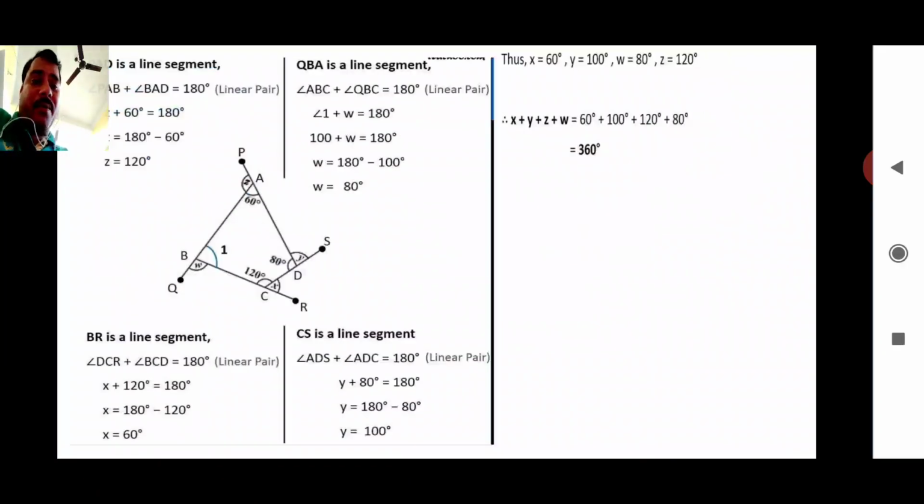Then find the value of angle x, 60. I already discussed it. 120 plus x equal to 180, linear pair. So x will be 60, y will be 100, w equal to 80 degrees, and z equal to, what is the value of z? 120 degrees. And hence you can get x plus y plus z plus w equal to 60 plus 100 plus 120 plus 80, 360 degrees.